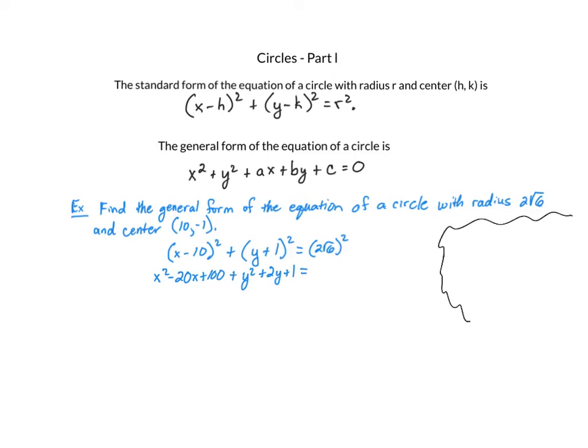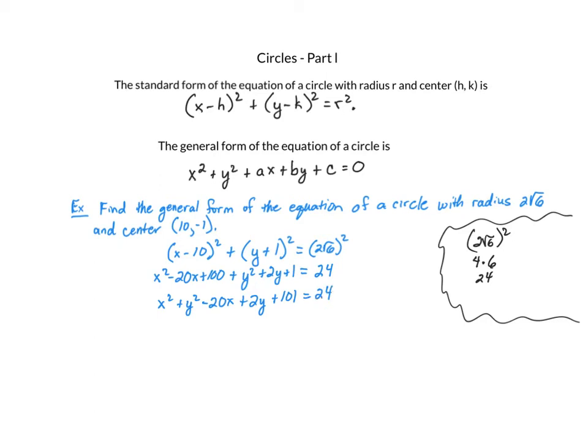And you can come over here to scratch paper if you need to do a little bit of work for that. (2 square root of 6)^2 is 2 squared and square root of 6 squared, which gives us 24. So I have equals 24. Now we're going to rearrange it so our quadratic terms are first. So we'll have x^2 + y^2. Now we'll have the -20x and the +2y. Notice we combine our 100 and our 1. That's +101, and we have it equal to 24.